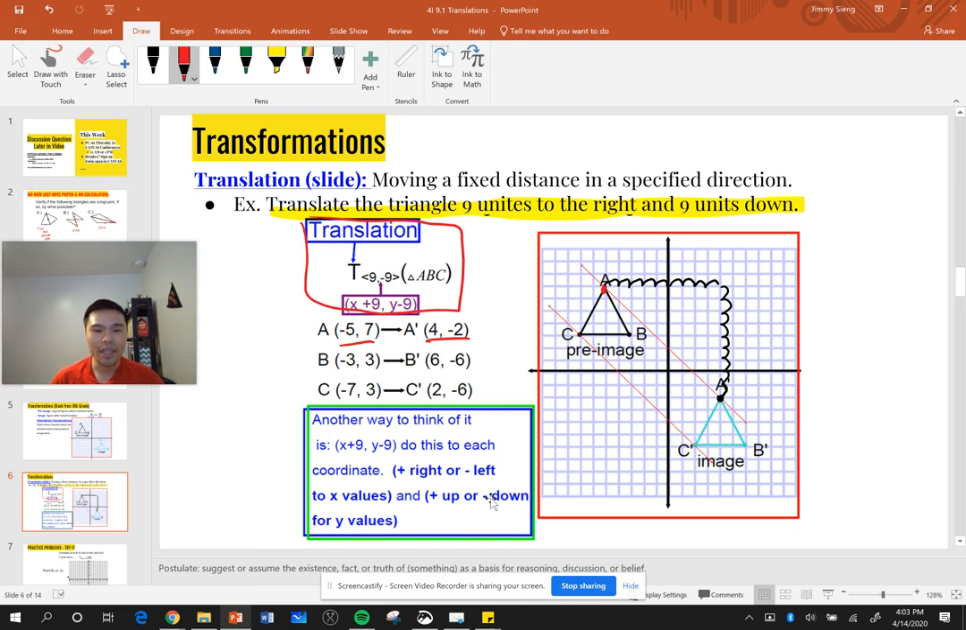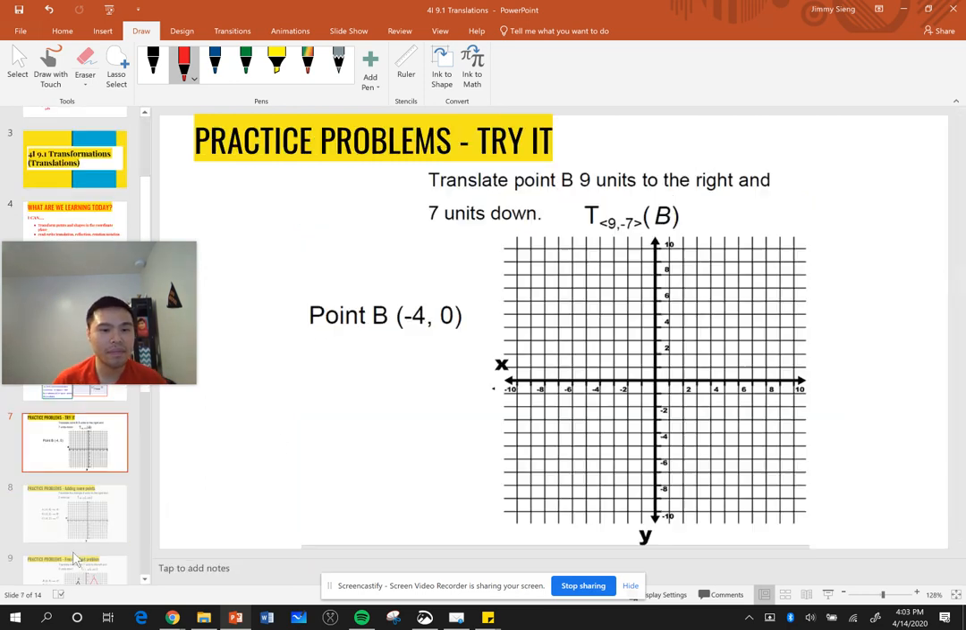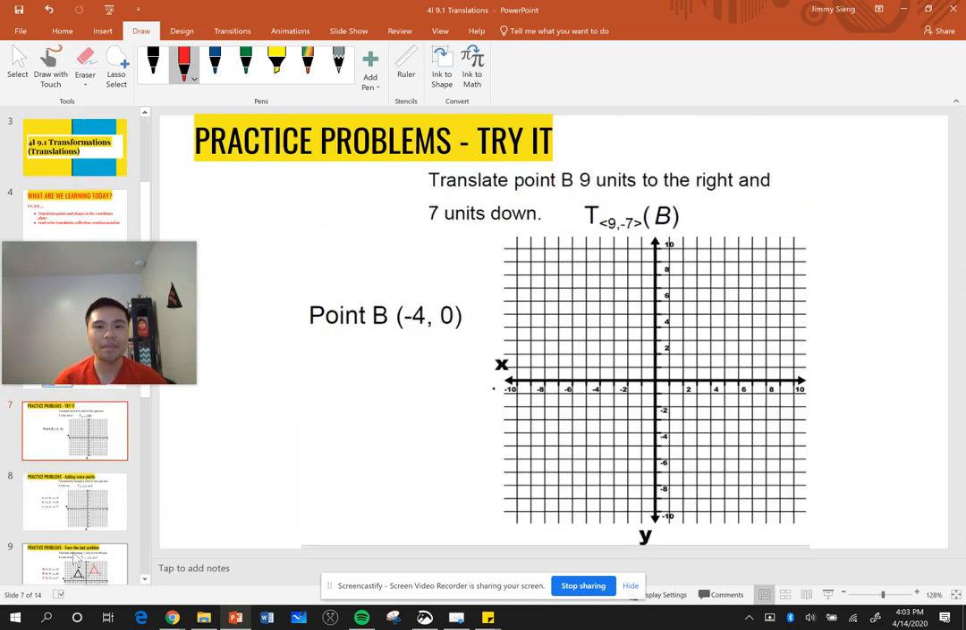Doing this to each coordinate is basically saying go right or left. Adding means going to the right, and subtracting means going to the left, okay? And then for y, up means positive, down means negative, okay? Down means subtraction. All right, let's get into some examples now.